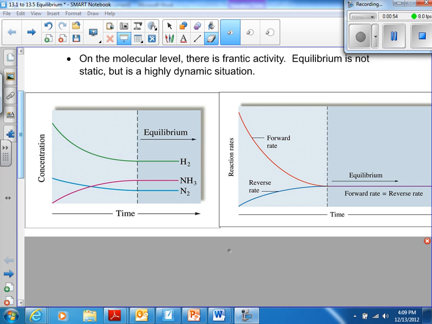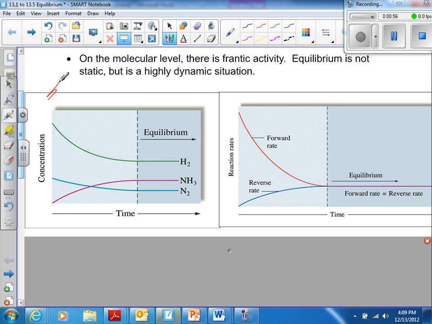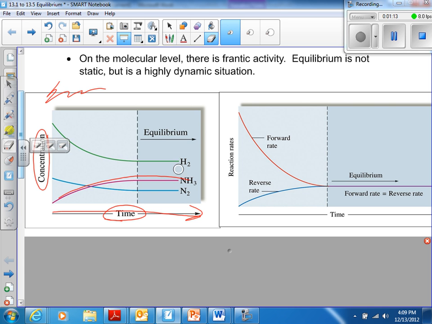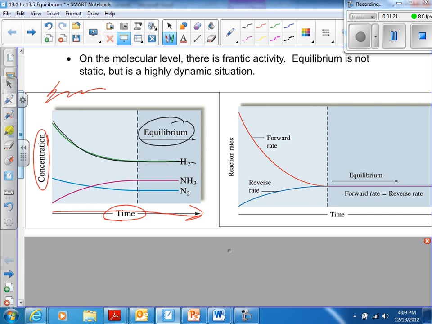Okay, so on the left side, over here, we have concentration versus time. And as time is increasing, we see some of the concentrations go up, NH3 is going up, whereas N2 and H2 are going down. And we've reached equilibrium when the concentrations no longer change. So right here, you should notice that the concentration suddenly flatlined. You are at equilibrium when the concentrations flatline.